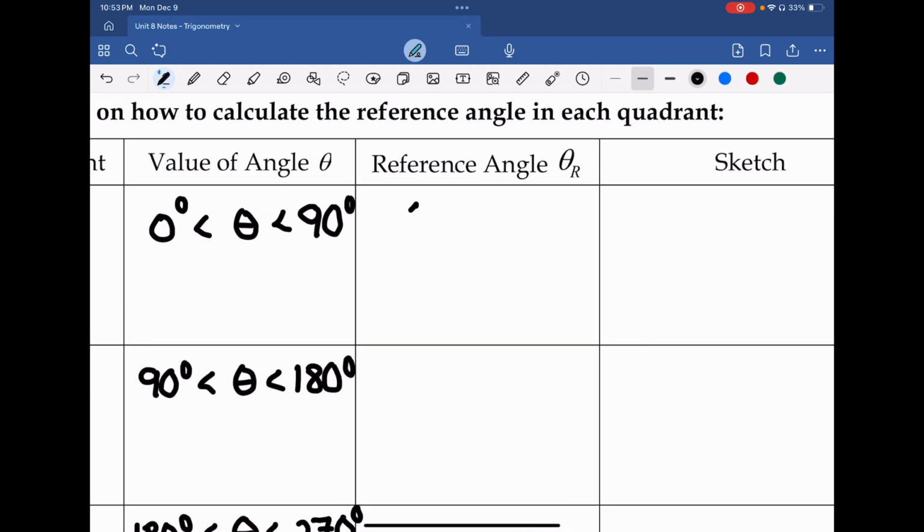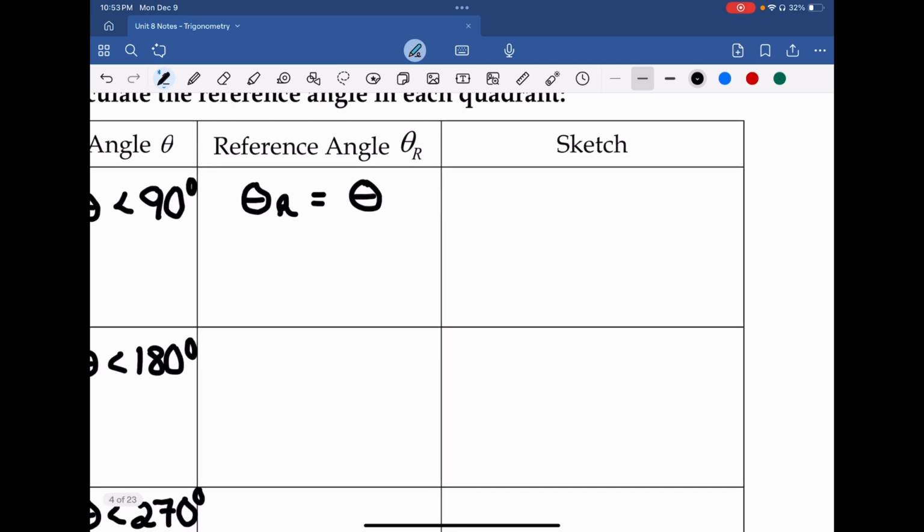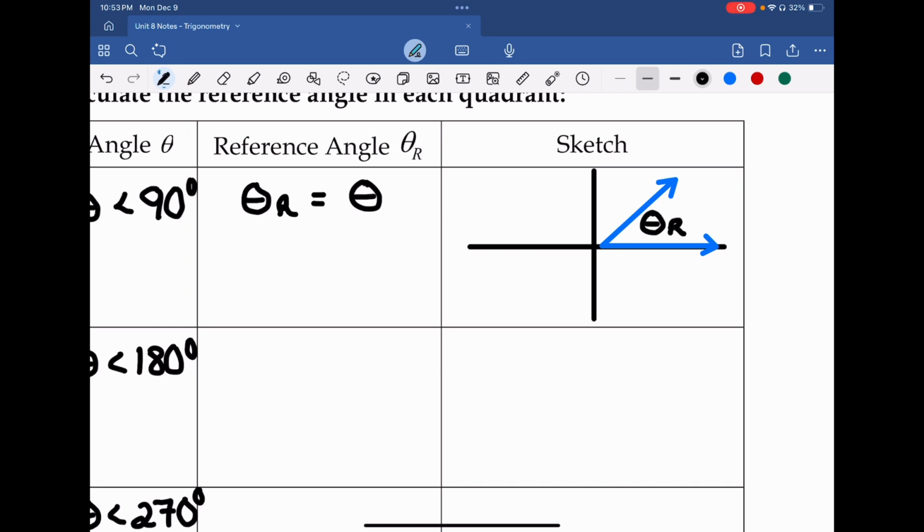The nice thing about quadrant 1 is actually whatever the angle is, that is the reference angle. So it's pretty easy actually. We just say theta r is equal to theta, and as soon as you know that angle, you're good. And here's the reason why. If we provide a rough sketch here, if I start on the positive x-axis, which means here is my initial arm, my terminal arm is here, it means theta r is always the angle that you created using the initial and the terminal arm.